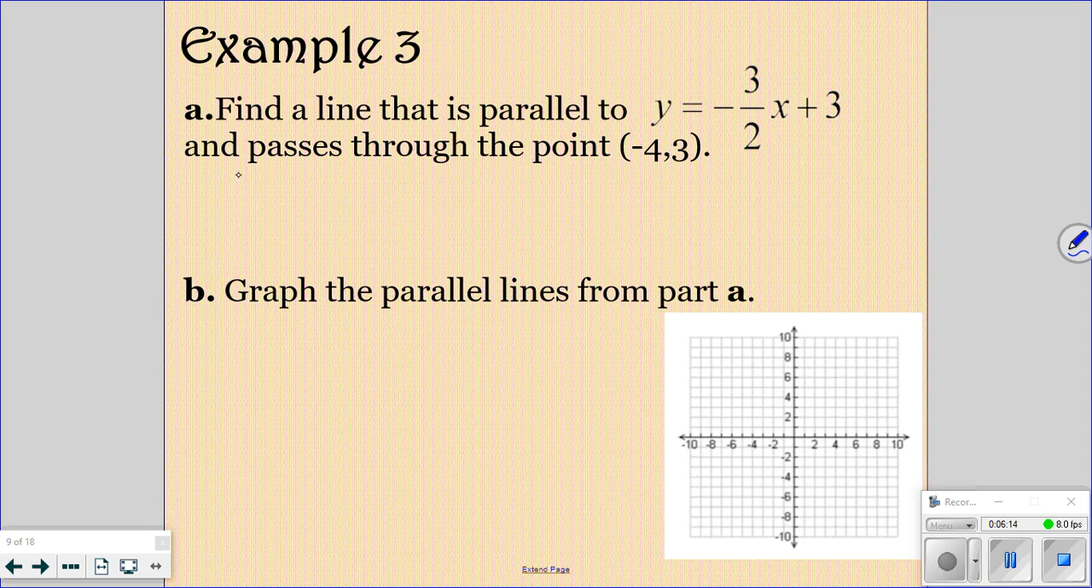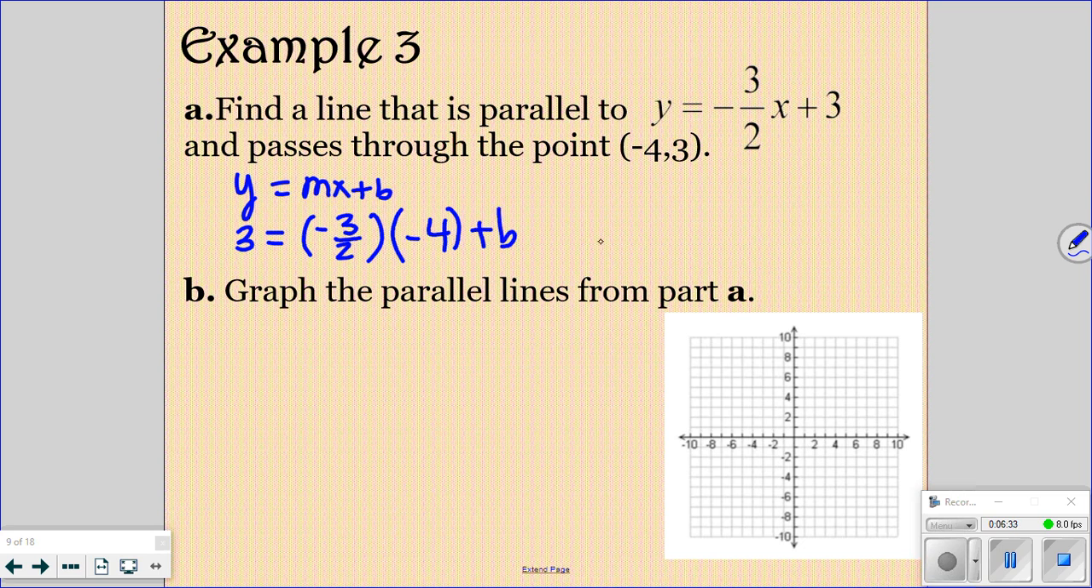So we're going to start with y equals mx plus b. Our y value they give us is 3. The slope they want us to use is negative 3 over 2 because they are going to be parallel lines, so they'll have the same slope. Our x is going to be negative 4 because that's what they tell us right here, and then plus b. So if you multiply, 3 is going to equal positive 12 divided by 2 is going to be 6 plus b. So your b value is going to be negative 3.